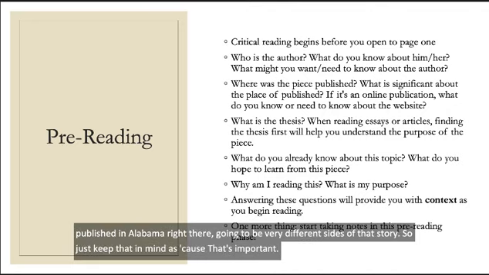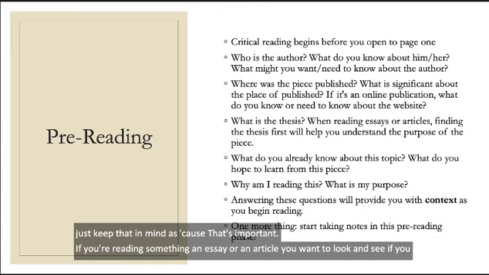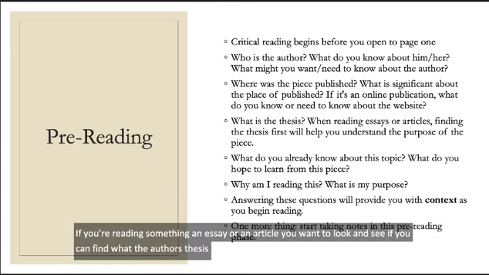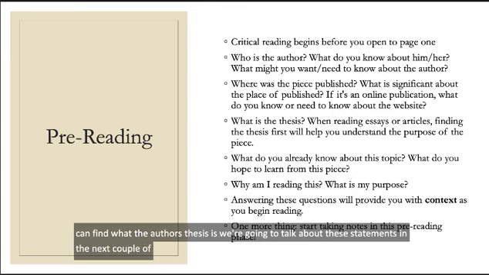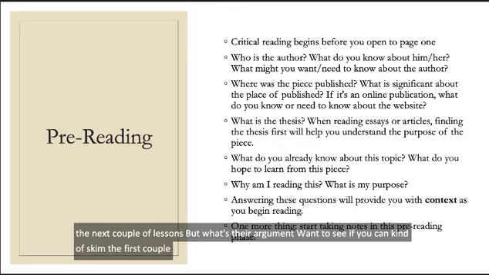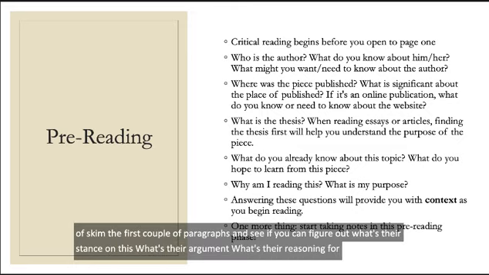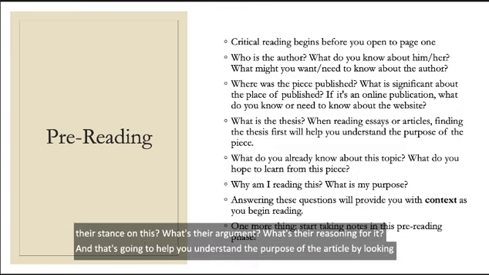If you're reading something like an essay or an article, you want to look and see if you can find what the author's thesis is. We're going to talk about thesis statements in the next couple of lessons. But what's their argument? You want to see if you can skim the first couple of paragraphs and figure out, well, what's their stance on this? What's their argument? What's their reasoning for it? And that's going to help you understand the purpose of the article by looking for that first.